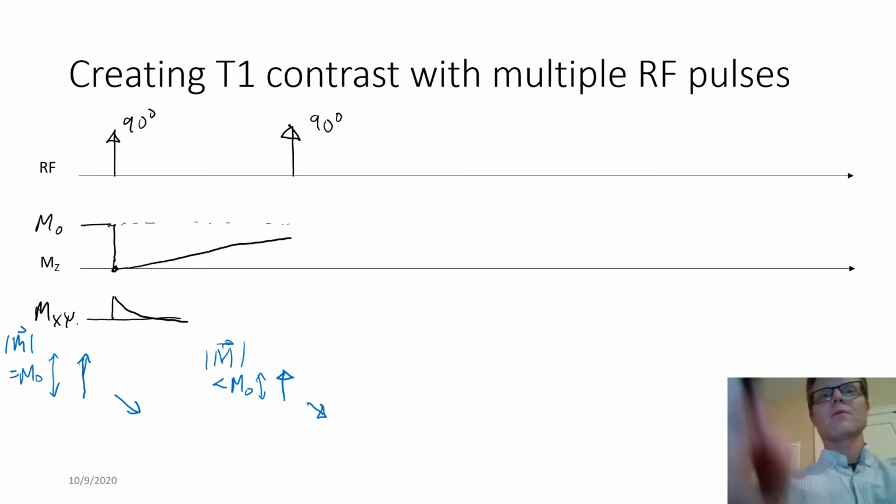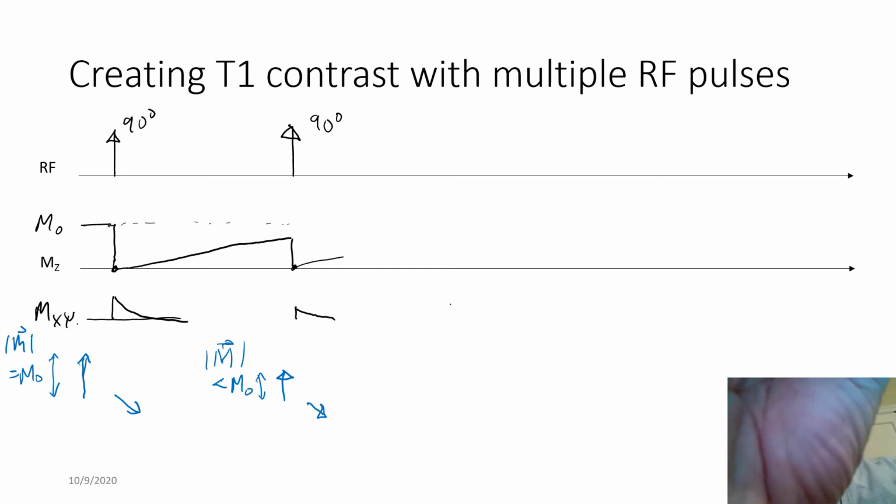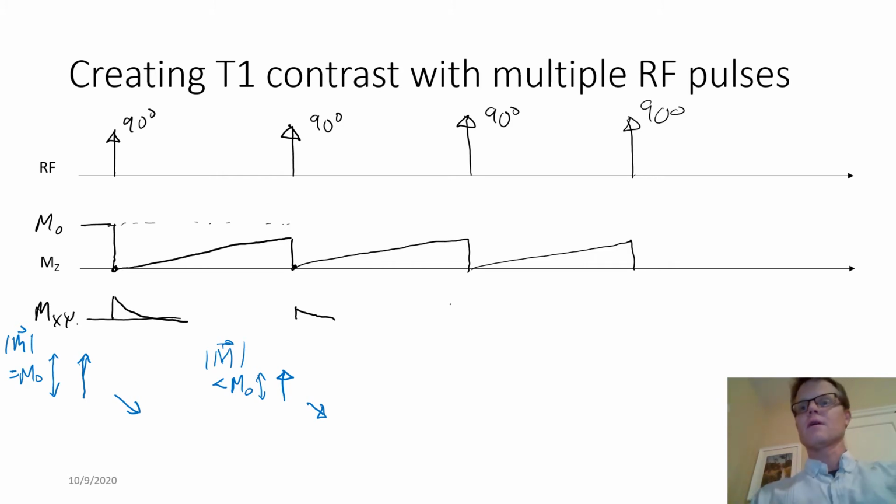So what effect is this going to have on our signal? When we play the second 90-degree pulse here, the transverse magnetization that we will get will actually be smaller. And how much smaller? Well, it'll depend on how much T1 recovery happened in this time interval right here. And then we can repeat the same process with these repeated RF pulses. And this is exactly how we create T1 weighting.